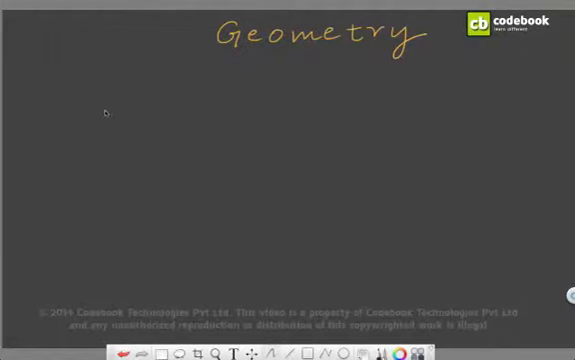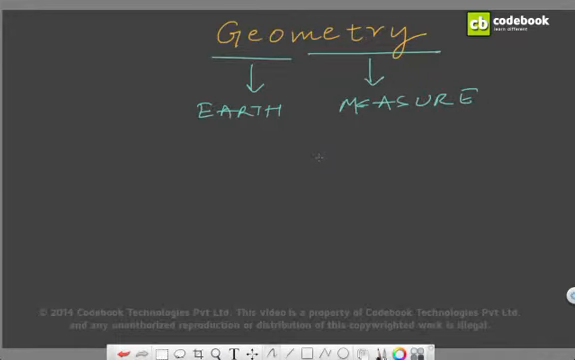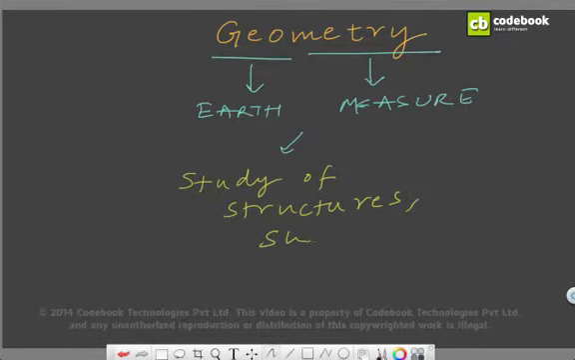Welcome to geometry, a very exciting and interesting topic of mathematics. The word geometry is actually made up of two different words. Geo means earth, metry means measure. As you observe, most of the things that we see in our day-to-day life, right from our homes to very big dams and bridges, all of them are constructed using the principles of geometry. So geometry is the study of structures, shapes and sizes.